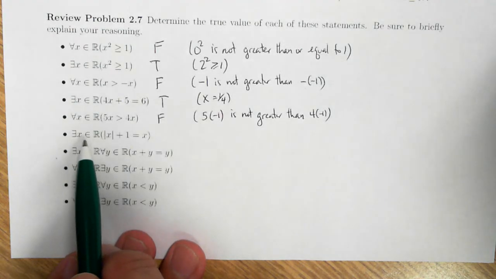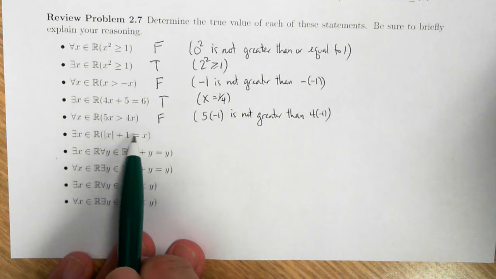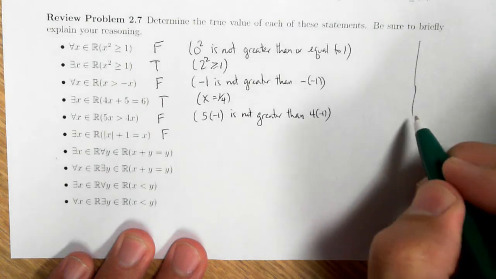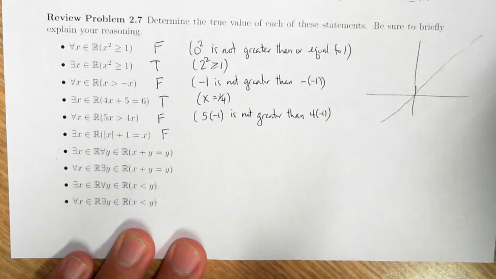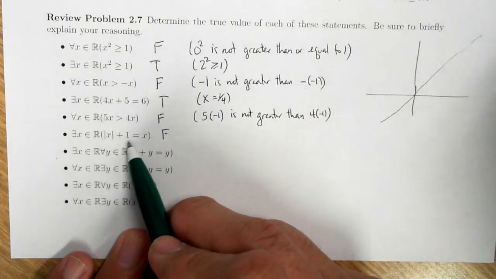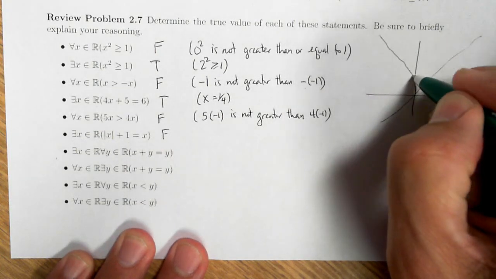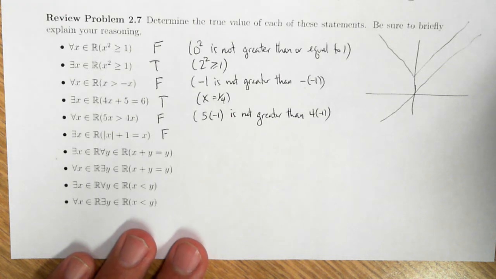Next one, this one's a little more subtle. There exists an x that's a real number such that the absolute value of x plus 1 is equal to x. That's false. And this one, let me draw a picture. The graph of y equals x looks like this. For the graph of the absolute value of x plus 1, you take the absolute value graph and then shift it up 1. And these two functions do not intersect. The graphs of these two functions do not intersect, and so therefore there can't be a value of x where they're equal.